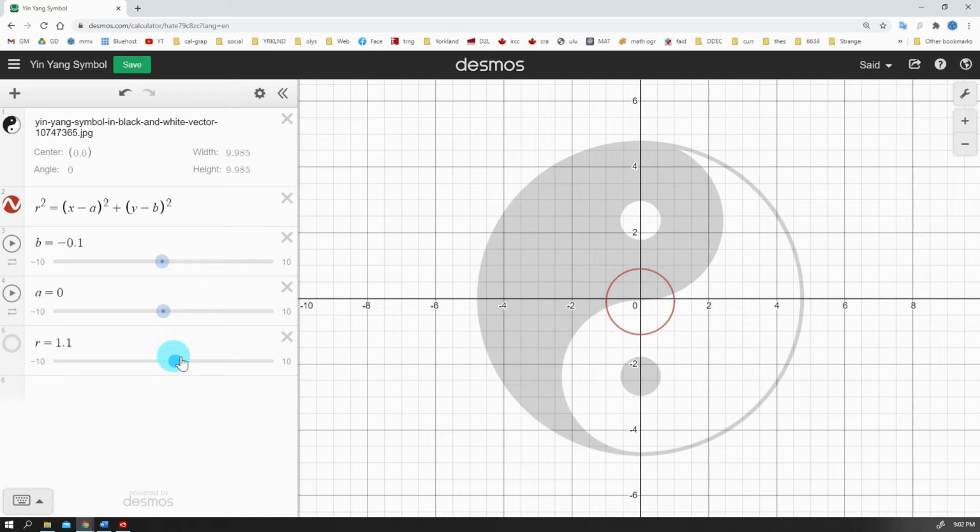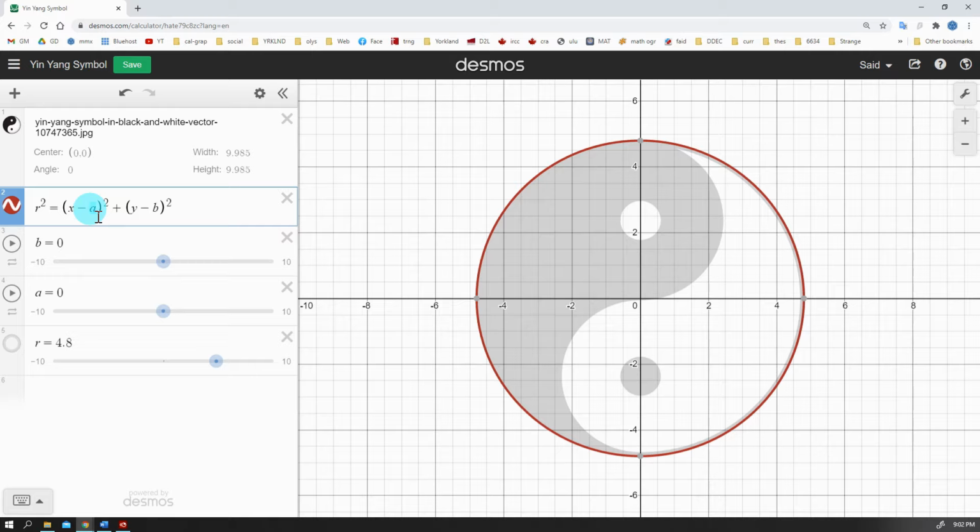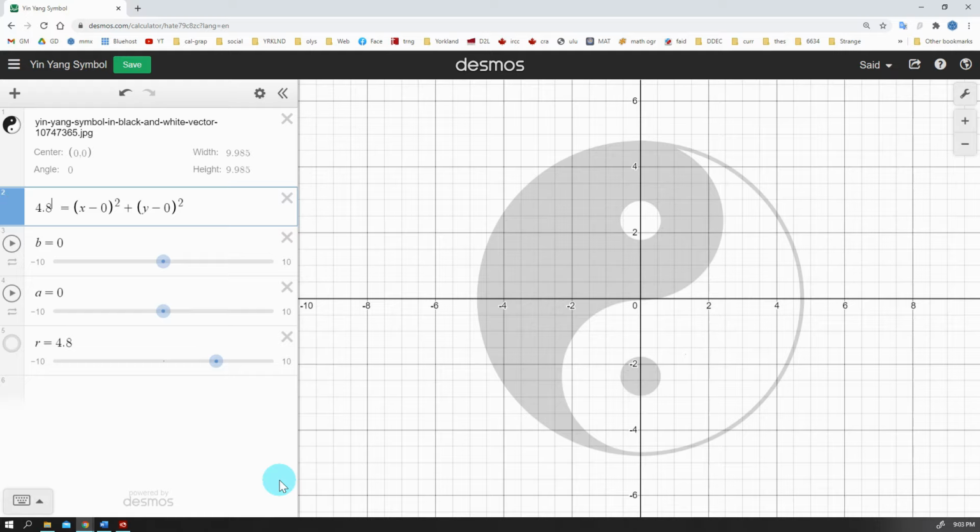Okay, let's do this. Let's start with the biggest circle and just place it in the middle and do some adjustments. It sometimes takes time to get the best result, but yep, this is good. Just write down the slider values and it gives you the equation here. Now you can use the circle equation again and work on other parts of the circles.